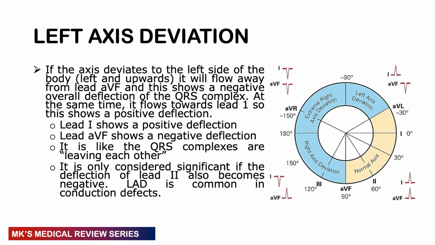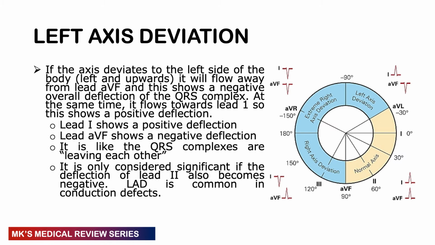Then in terms of left axis deviation, remember it has shifted slightly upwards and to the left side, so it's within this quadrant here. It has shifted away from lead AVF, so AVF is going to show you a negative deflection, but it's shifting towards lead 1, and lead 1 will show you a positive deflection. If you look at these QRS complexes, it's as if they are leaving each other, facing opposite directions.